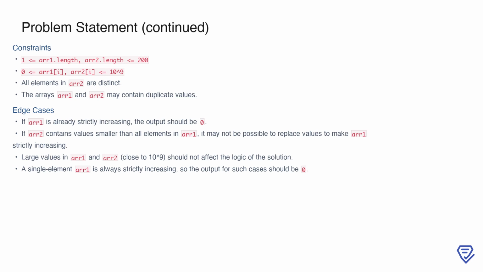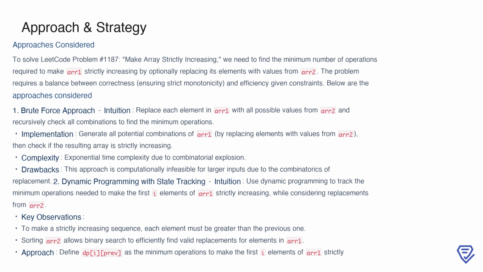To solve the problem of making arr1 strictly increasing with the minimum number of operations, we need to carefully balance correctness and efficiency. Let's consider a few approaches. The first is the brute force approach. Here, the idea is to replace each element of arr1 with all possible values from arr2 and recursively evaluate every combination to determine the minimum operations.